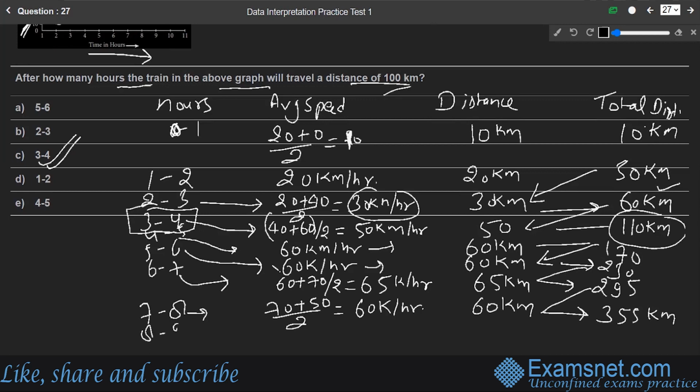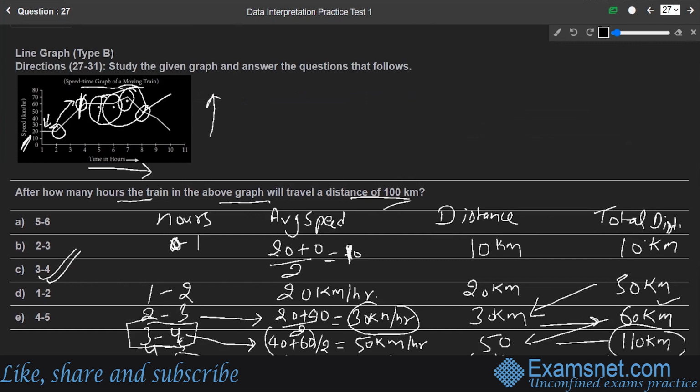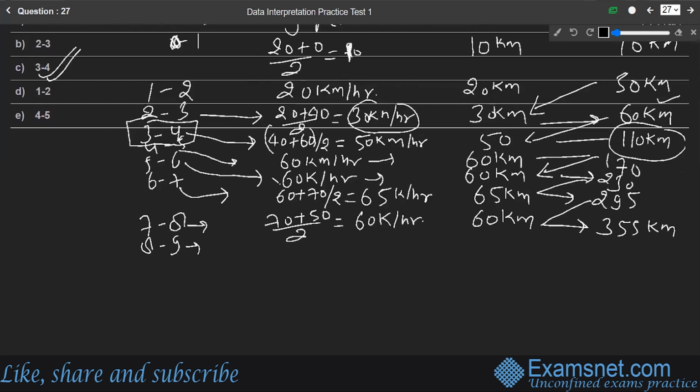Let us move further. Between 8 to 9, what is happening? If you see the chart further, at the point 8, the speed is 50, and at the point 9, the speed is 40. So our average speed is 50 plus 40 by 2, that is nothing but 45 kilometer per hour. So obviously the distance traveled would have been 45 kilometer. Total distance covered is 355 plus 45, nothing but 400 kilometer.